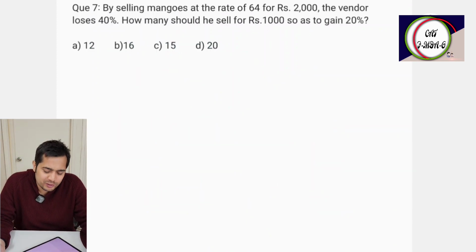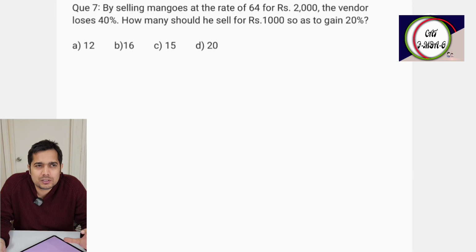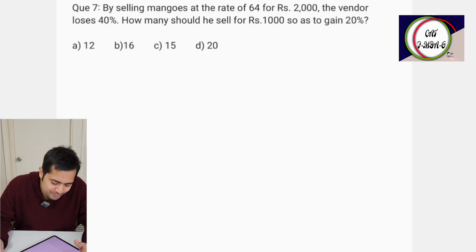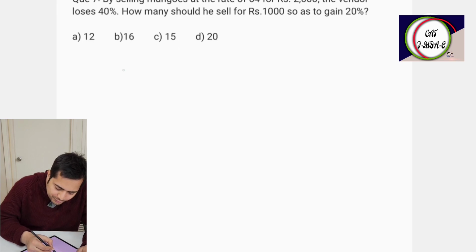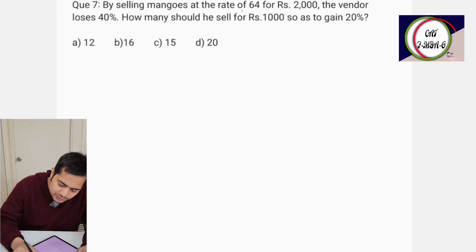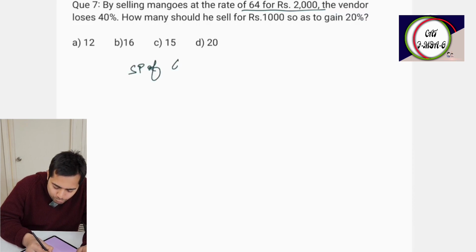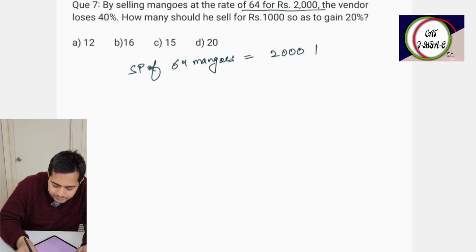Okay, so question number 7. Let us try to solve this. This is a very frequently coming question in MBA entrance exams. These kind of questions. So it is given that by selling mangoes at the rate of 64 for 2000, so the selling price of 64 mangoes is equal to 2000 rupees.